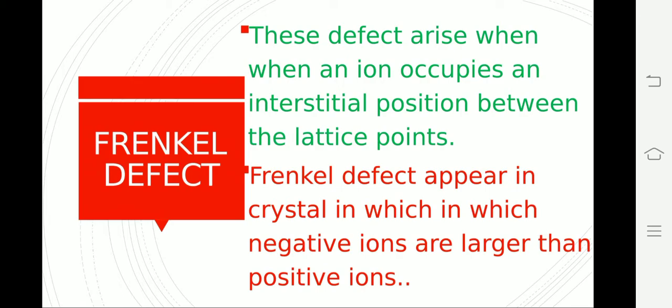Now, the Frenkel defect appears in crystals in which the negative ions are larger than the positive ions. Basically, I mean to say by this statement that generally, in every scenario, the negative ions are greater than the positive ions, but the Frenkel defect occurs in those crystals in which the size difference between the negative ion and the positive ion is very large.